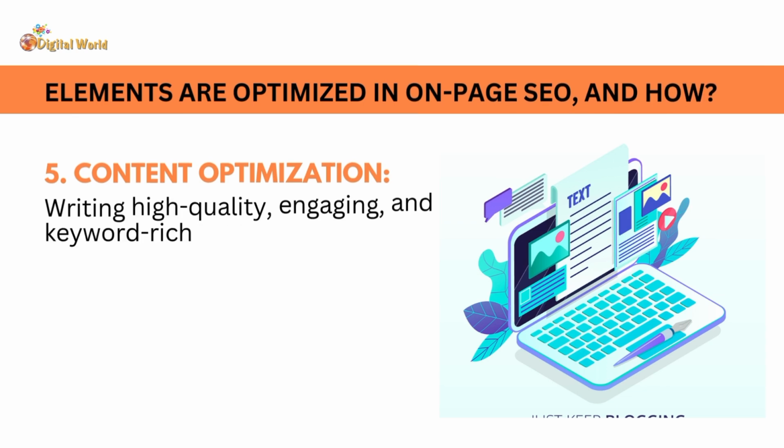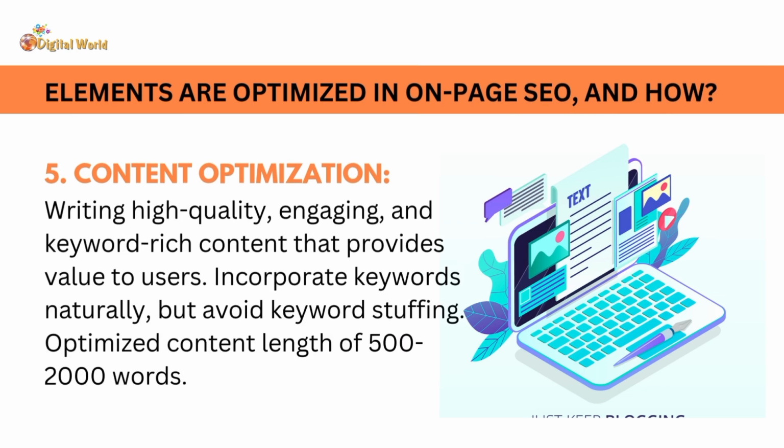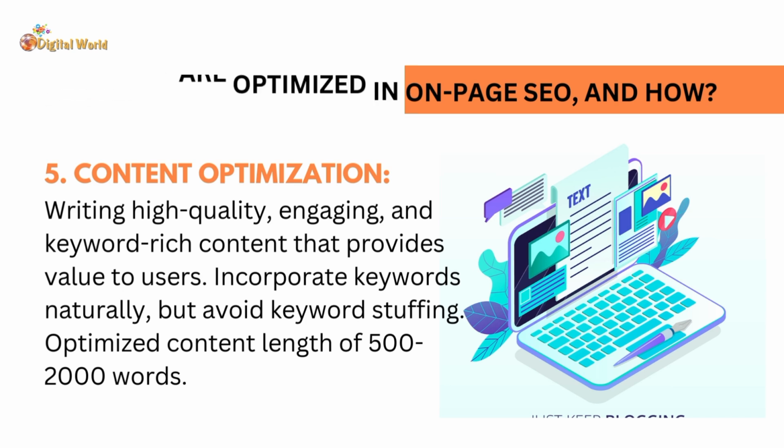Number 5. Content optimization. Writing high-quality, engaging, and keyword-rich content that provides value to users. Incorporate keywords naturally, but avoid keyword stuffing. Optimized content length of 500 to 2000 words.